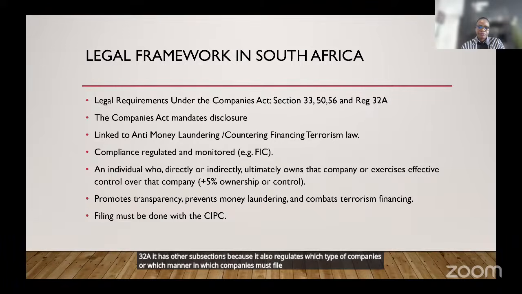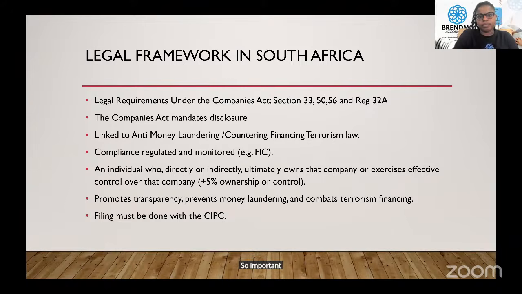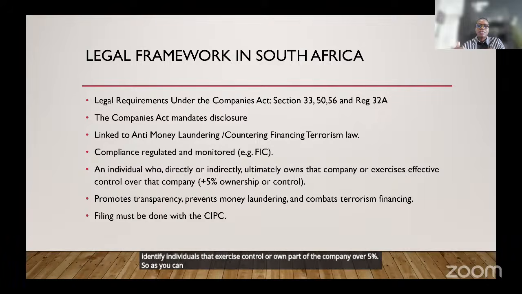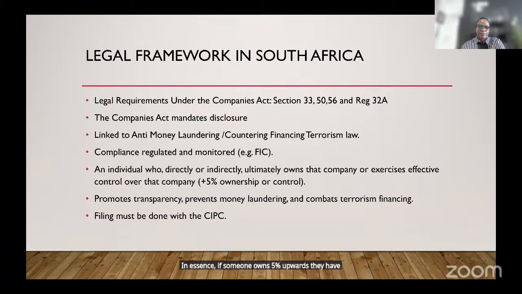Importantly, these BOs are designed to identify individuals that exercise control or own part of the company over 5%. As you can see, the threshold is low. In essence, if someone owns 5% upwards, they have to file at the CIPC to indicate that they own shares in some other company. The purpose is that it promotes transparency, and as I've mentioned, it deals with money laundering issues.